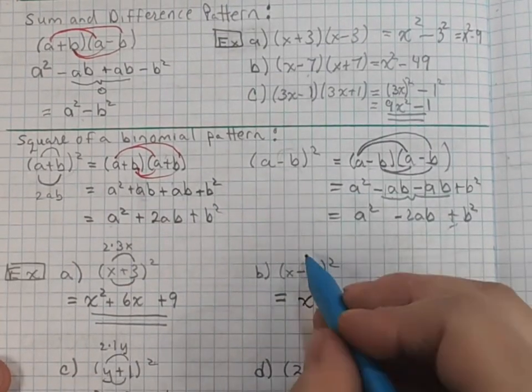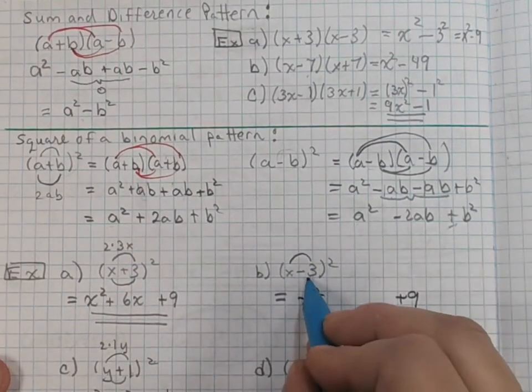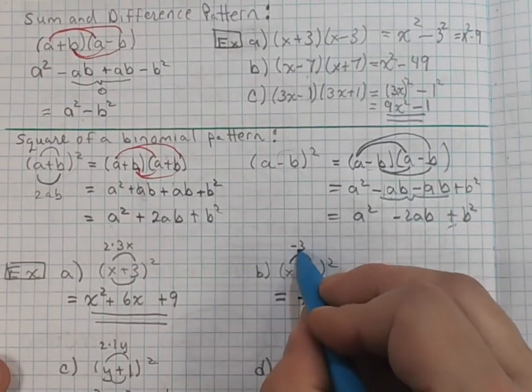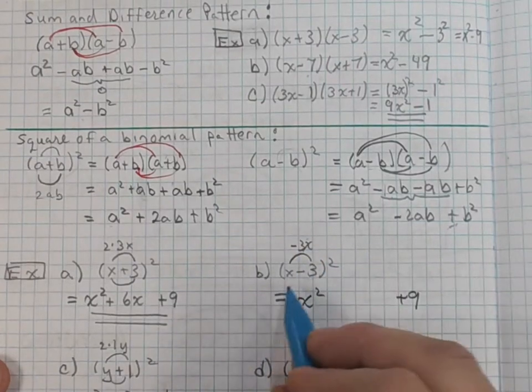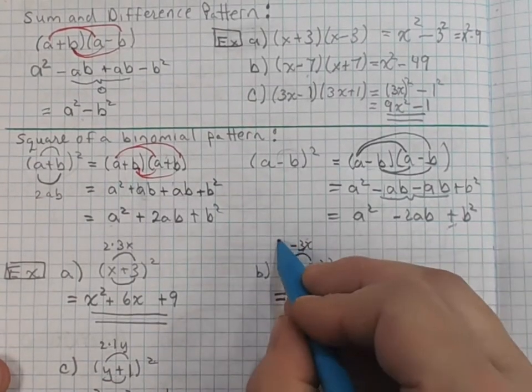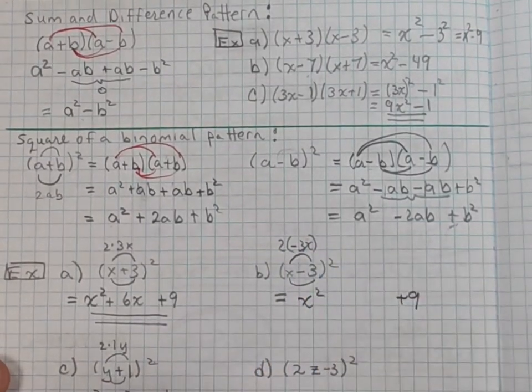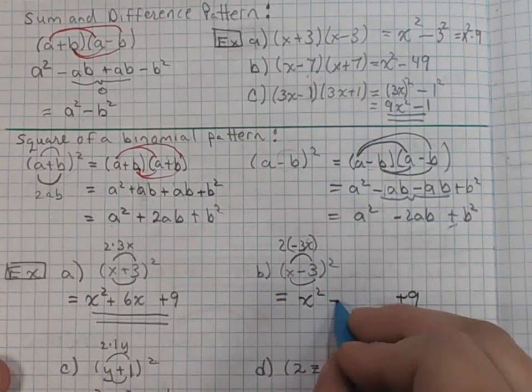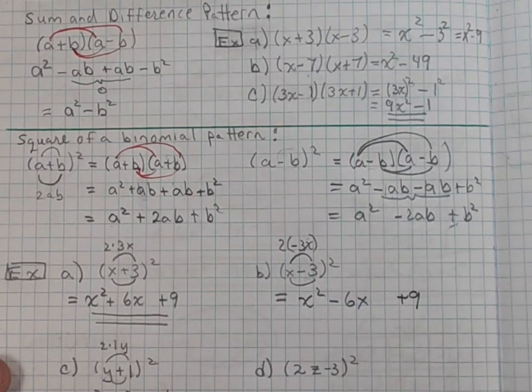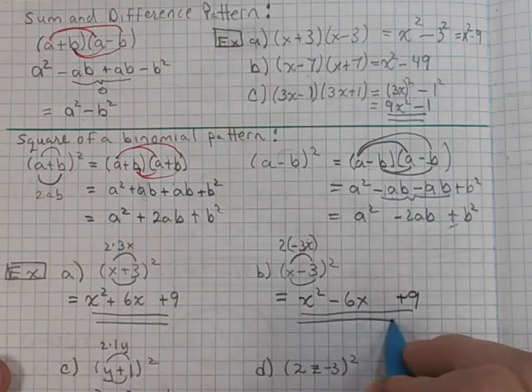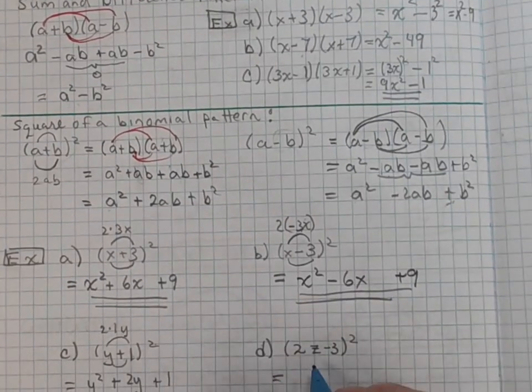All right, now the middle term. We multiply these together, negative 3 times x, and then we have to double it. We have to do it again, so 2 times that. That's negative 6x. All right, that's our answer. Let's do it again. One more time.